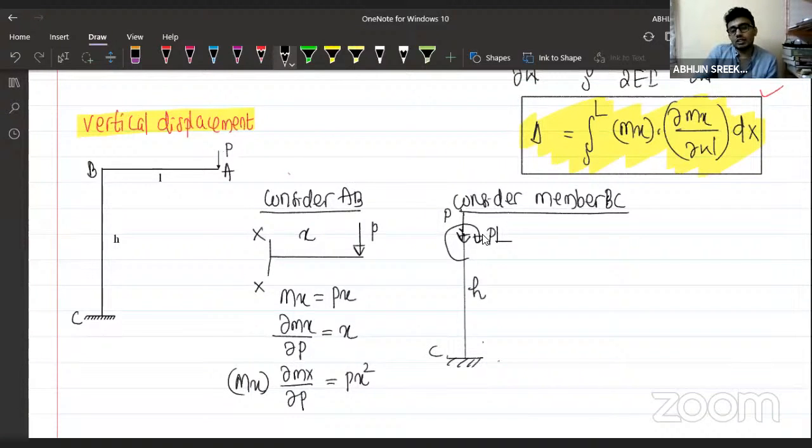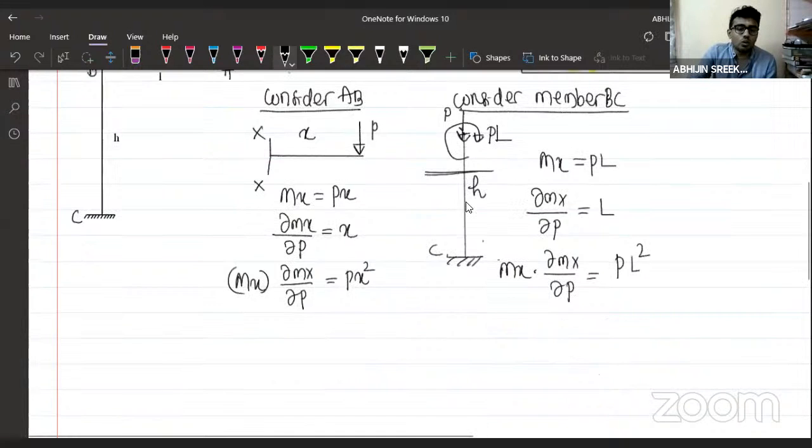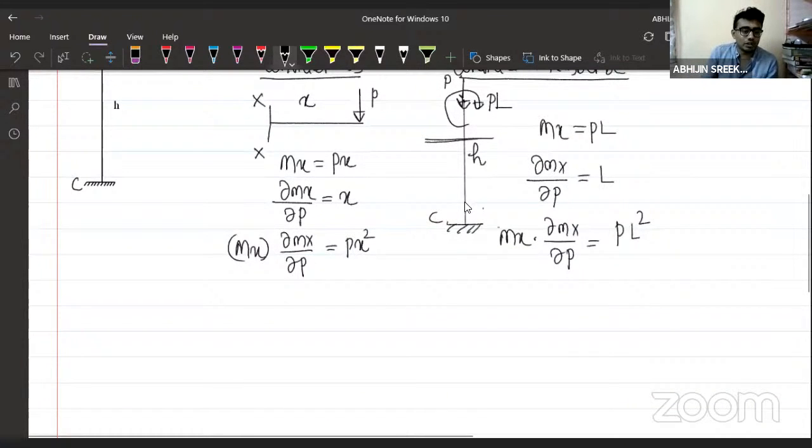So if I consider a section here which is at a distance X from this end, Mx value will be equal to P into L, and ∂Mx/∂P value will be equal to L. Ultimately, Mx into ∂Mx/∂P will be equal to P into L square. So half of the job is done. Now we have to apply it in the equation to get the answer. Delta value will be equal to, for member AB, the distance is 0 to L. Mx into ∂Mx/∂P is Px square.